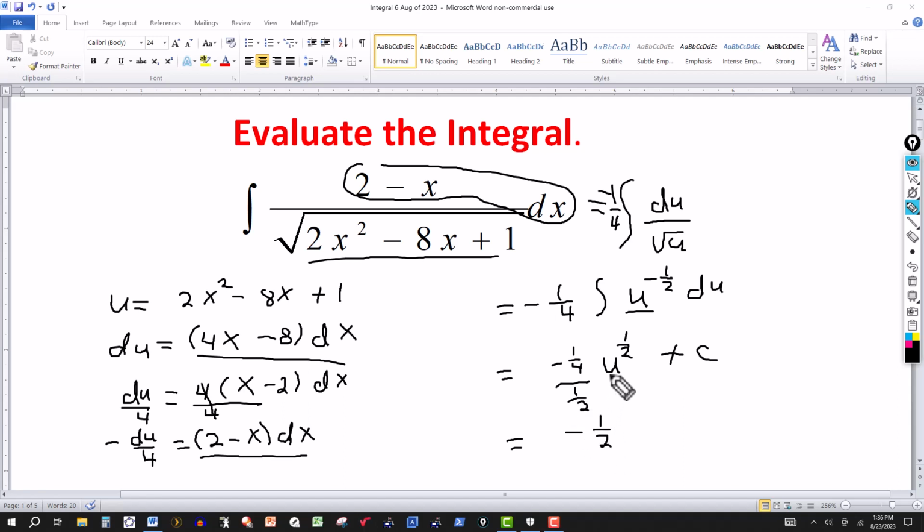And that'll give me u to the 1/2, or I can write this as a square root, since that's what I started off with, but I could leave it with a 1/2 power. So it'd be the square root of 2x squared minus 8x plus 1, and that's plus the constant of integration. So the answer again is negative 1/2 times the square root of 2x squared minus 8x plus 1 plus the constant of integration.